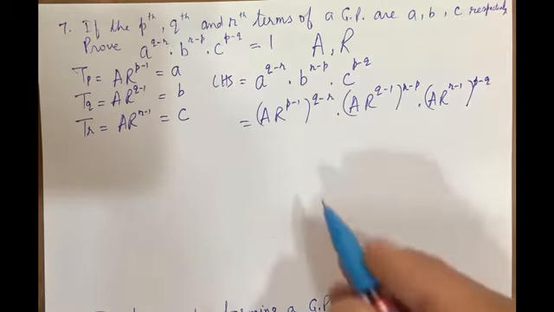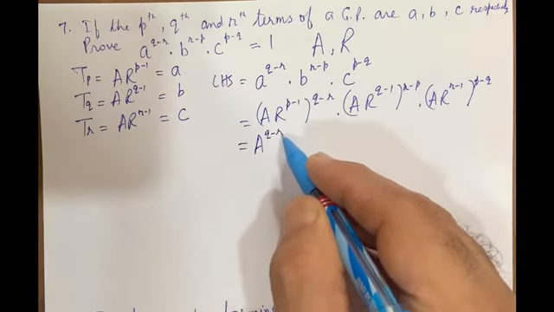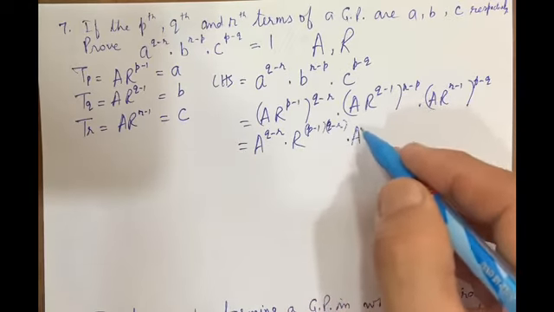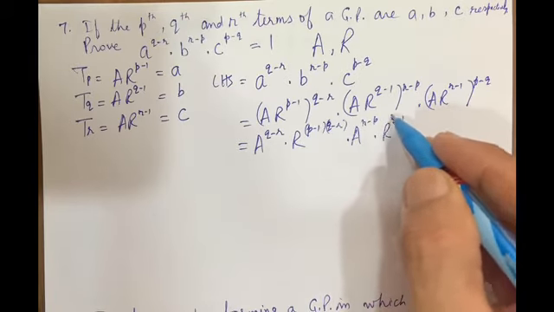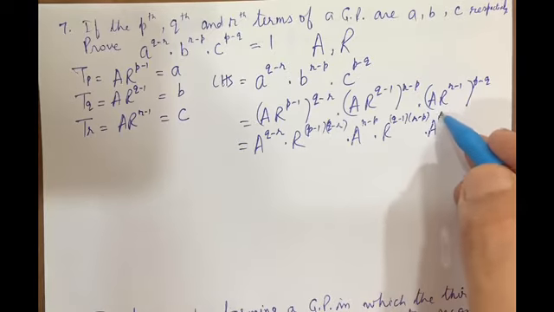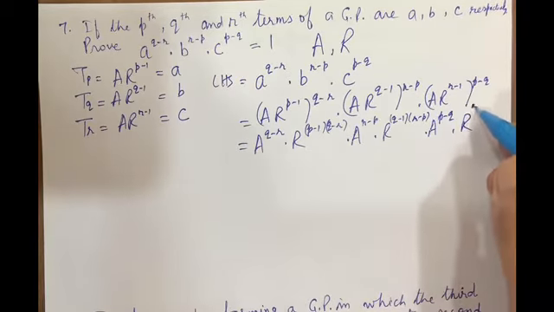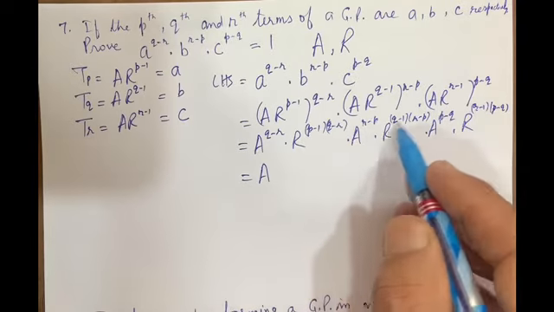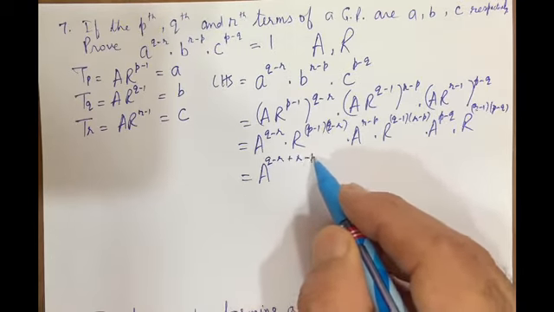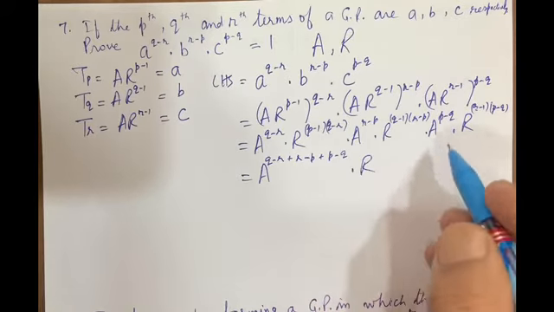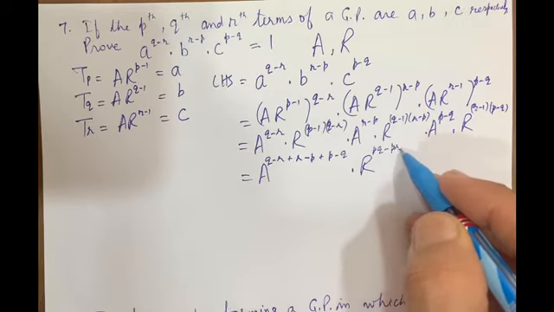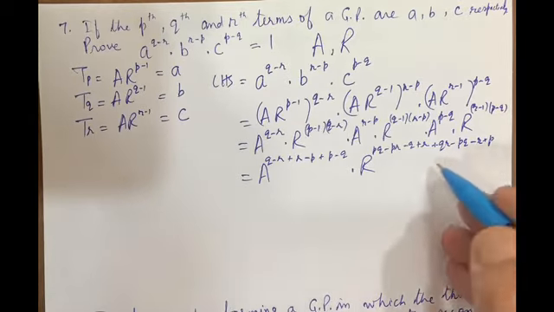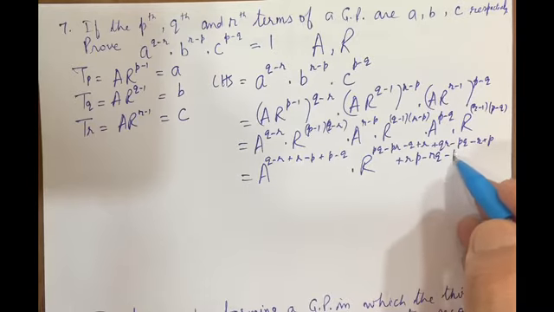This can be written as a^(q−r) into r^((p−1)(q−r)), then into a^(r−p) into r^((q−1)(r−p)), into a^(p−q) into r^((r−1)(p−q)). That's a raised to (q−r)+(r−p)+(p−q), into r raised to, multiplying out, pq−pr−q+r plus qr−pq−r+p plus rp−rq−p+q.